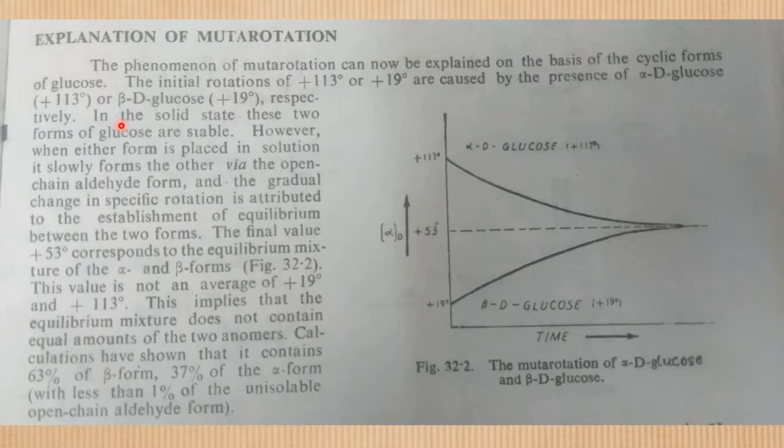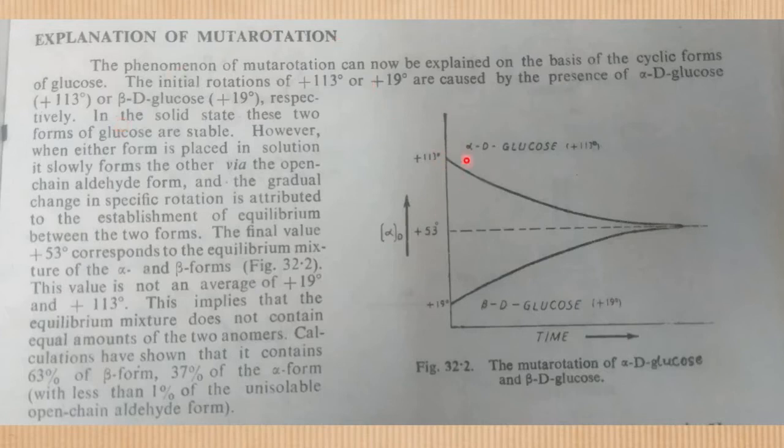Therefore, this implies that the equilibrium mixture does not contain equal amounts of the two anomers. Calculations have shown that it contains 64% of the beta form and 36% of the alpha form, along with less than 1% of the unisolable open chain aldehyde form. Okay.